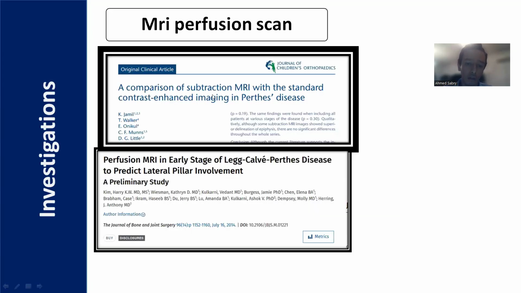And hence, lots of studies were done that found that subtraction MRI or perfusion MRI could actually help in determining the prognosis of the disease early on. So when a patient presents with stage 1, the first stage of bone necrosis or avascular necrosis, we can determine what Stulberg classification he can become later on.